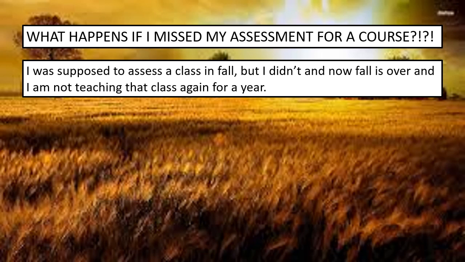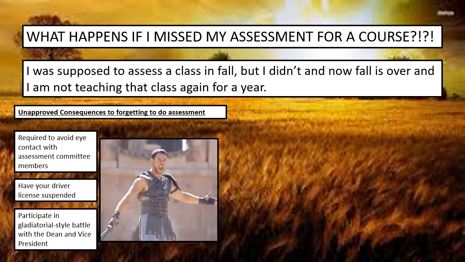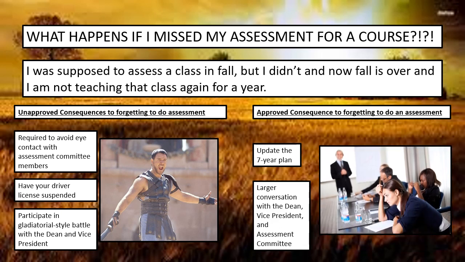There's some unapproved consequences, including you're required to avoid eye contact with the assessment committee members, you have your driver's license suspended, and you're required to participate in a gladiatorial style battle with the dean and vice president. Those haven't been approved just yet. Right now, the consequence is that you will have to update your 7-year plan, and you will need to have a larger conversation with the dean and vice president and the assessment committee.